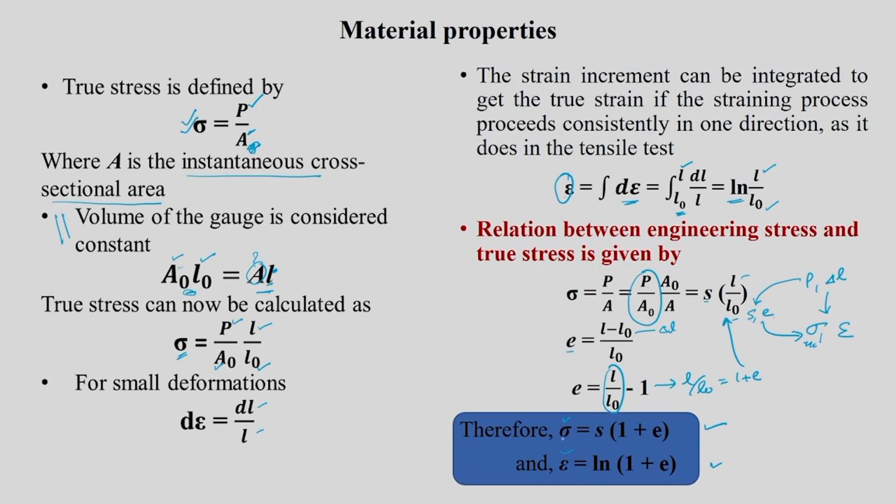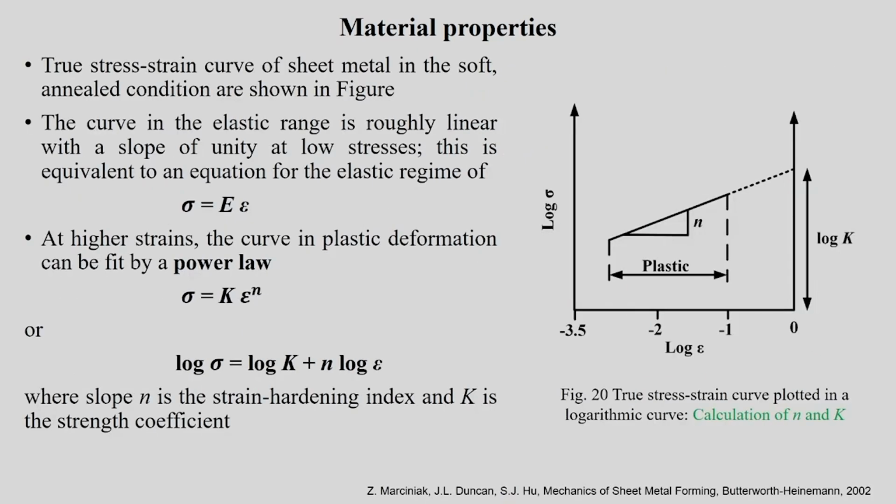Here I will again tell the nomenclature. Here sigma is true stress, S is engineering stress, E is engineering strain, and epsilon is true strain. We are going to use sigma, S, E and epsilon in this fashion only. Now comes how you relate stress and strain.